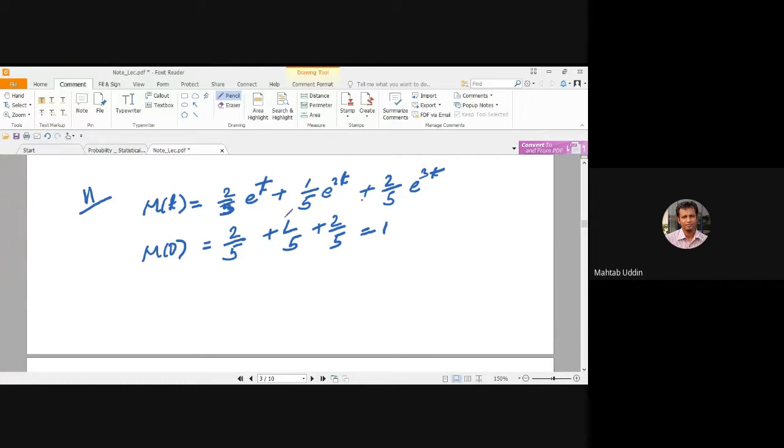Now the next part: you can see the coefficient of t is 1, so the probability of x equal to 1 is 2 by 5. Then here the coefficient of t is 2, so x is 2 here, with probability 1 by 5. Finally, here it's 3, so the probability of 3 is 2 by 5.